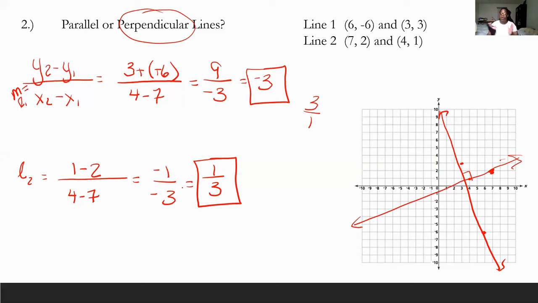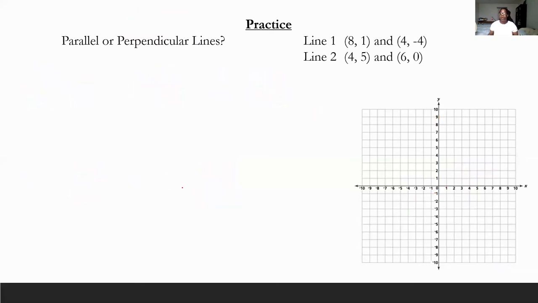All right. So you want to take a look at the slopes. If the slopes are the same, it's parallel. If they're opposite and you notice that they're flipped or reciprocals, they are perpendicular. So let's get with the practice. Do we have parallel or perpendicular lines?